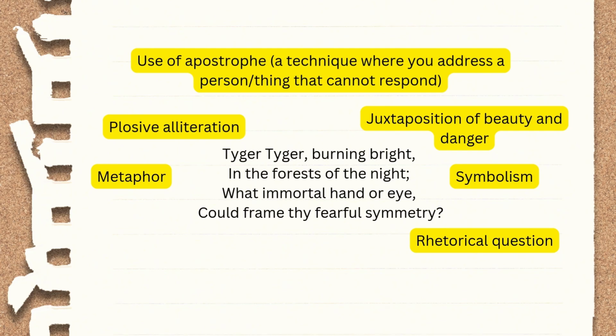And here Blake is using apostrophe where he is talking to a tiger, but the tiger can't respond. Okay, so this whole poem is him speaking to this being that doesn't respond. Now he addresses the tiger, and we've got that repetition, tiger, tiger, again adding to that feeling of power. This is something you can't just say once. It's tiger, tiger. It's got that power to it.